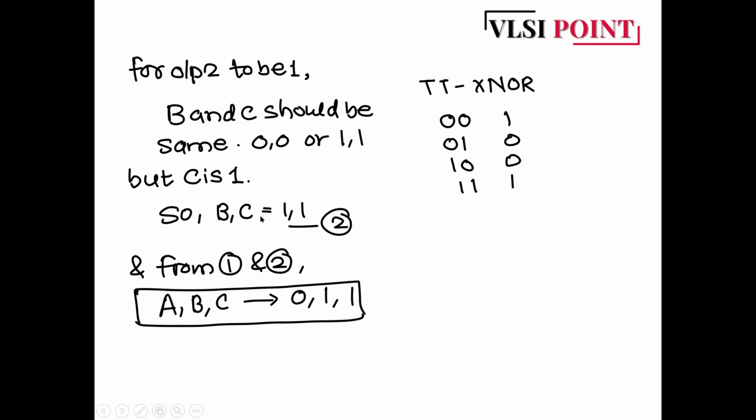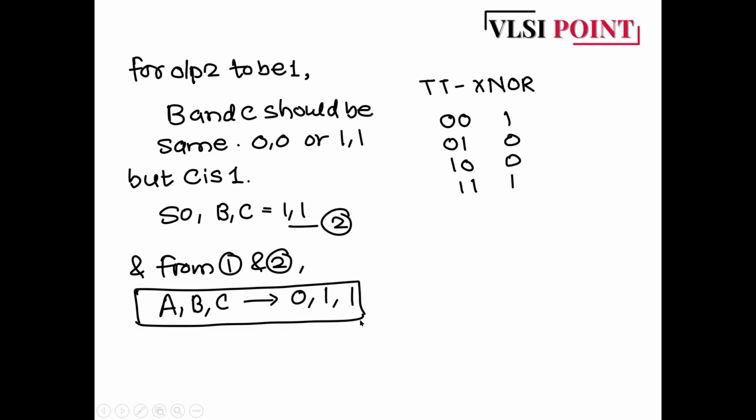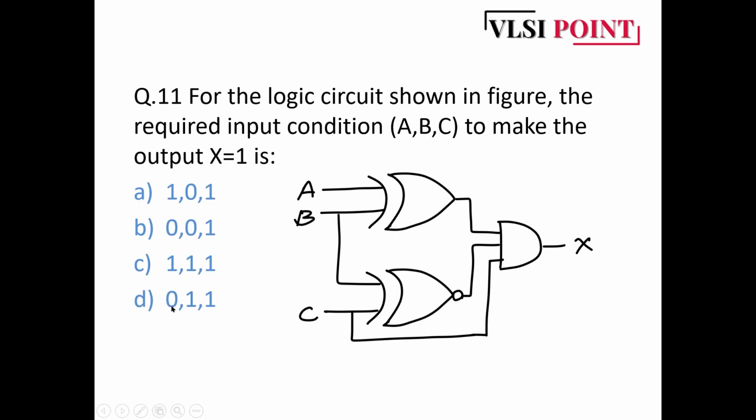If you see equation 1, if you want B as 1, that means A should be 0. So we want A as 0, B as 1, and obviously C as 1. So the correct combination ABC, which will give the output 1 for this particular diagram, is nothing but 0 1 1. So 0 1 1 is option D. So the answer for this is option D.